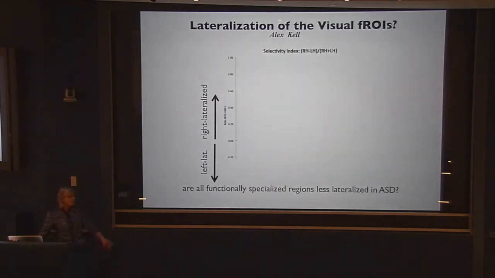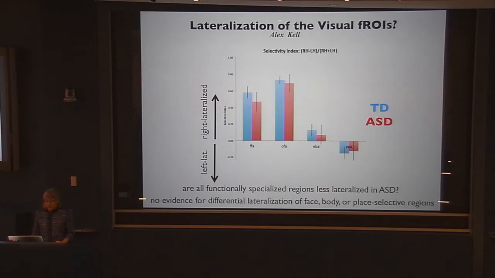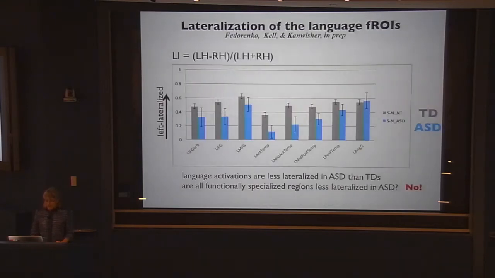So, and this is your question from before, does this happen all over the brain in autism? No, it doesn't. Here's the fusiform face area. There's no significant difference in lateralization, and a bunch of other visual regions show no difference in lateralization either. So it seems to be something about those language regions in particular. Okay. All right.